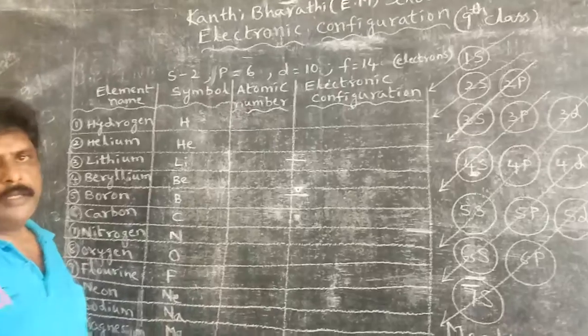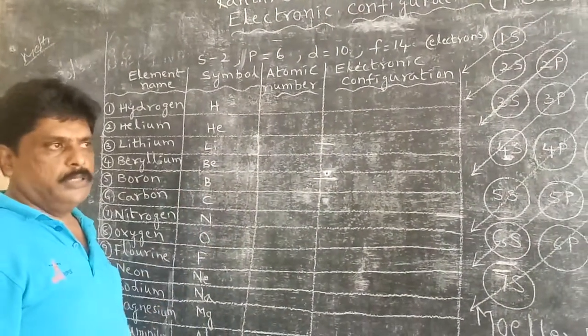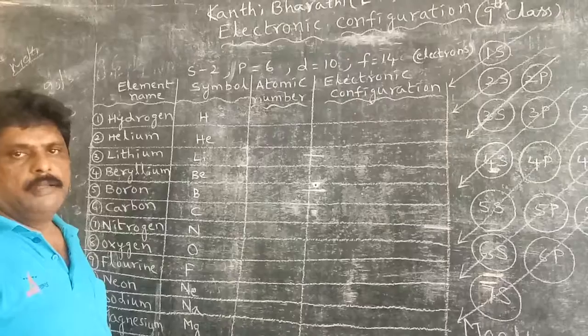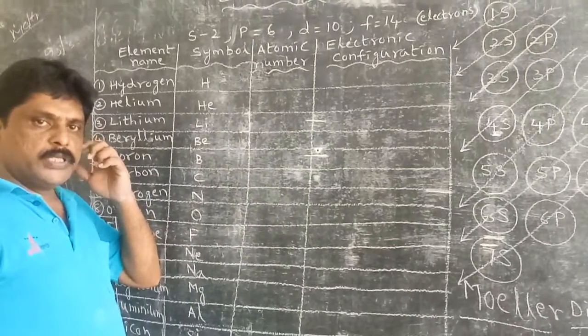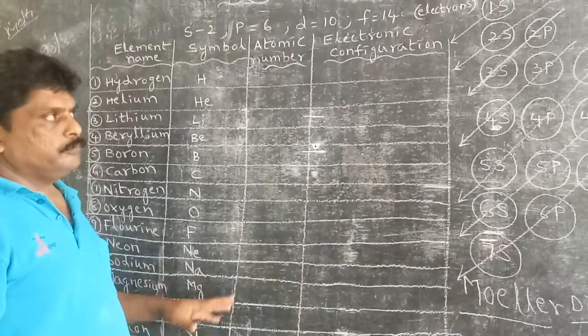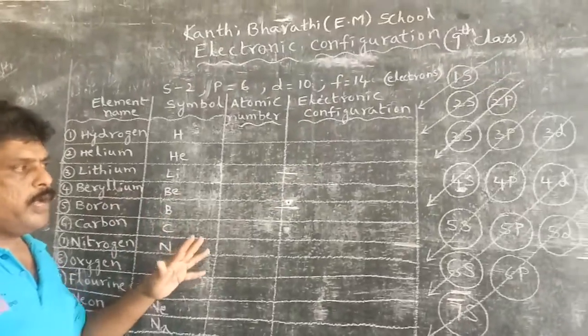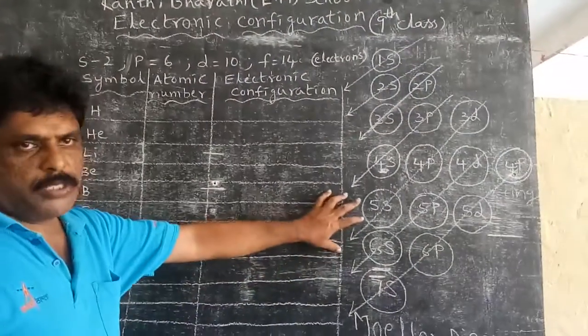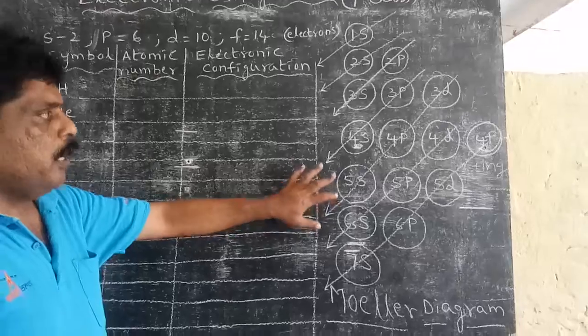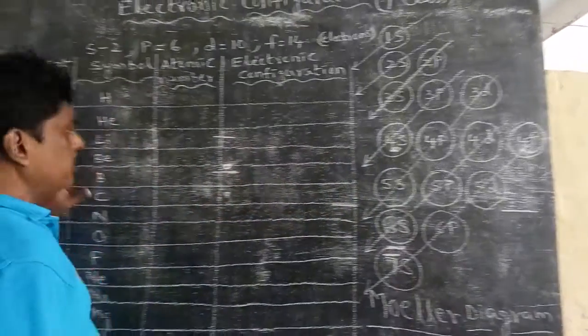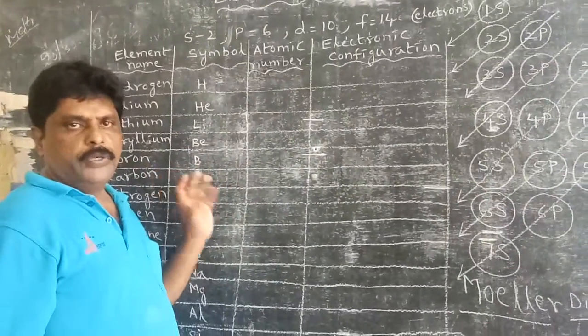Okay, good morning children. Today we have to learn about the electronic configuration. This is an important class for 9th class students. Everyone has to take care, and first you have to draw this diagram. This is called the Moeller diagram. After that, I will explain the electronic configuration. You have to do it.